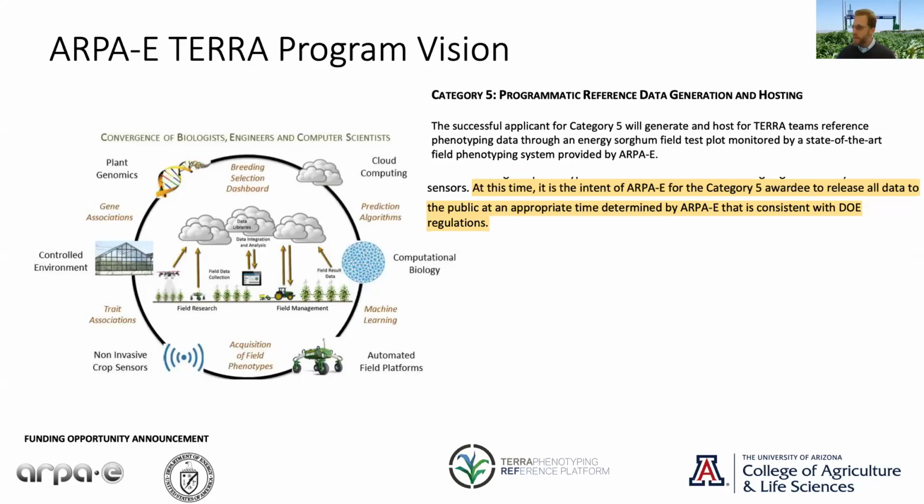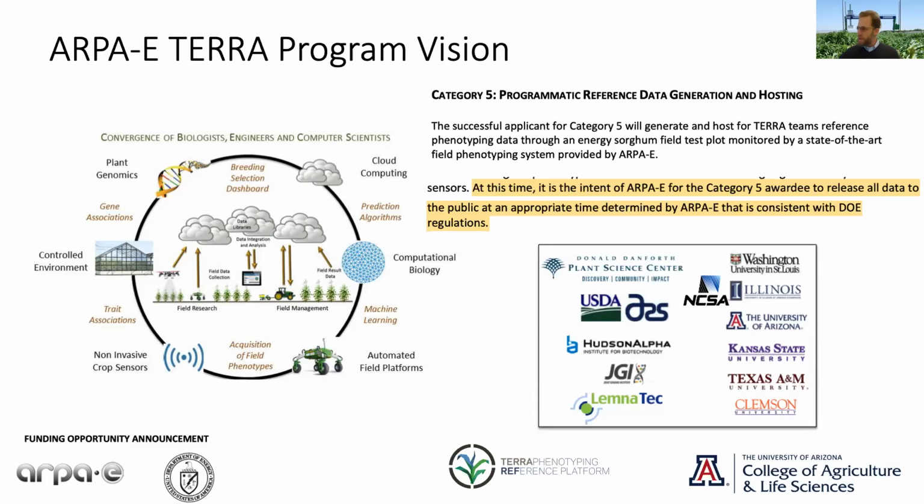So the Department of Energy set out a funding opportunity announcement. They wanted to bring together people from many different domains, from biology, plant genomics, and breeding, as well as engineering, computational biology, computer vision, in order to advance the technology and science of high throughput phenotyping. And our team was category 5. It was the reference data generating and hosting team. And so our mission was to make the highest resolution data possible available as broadly as possible.